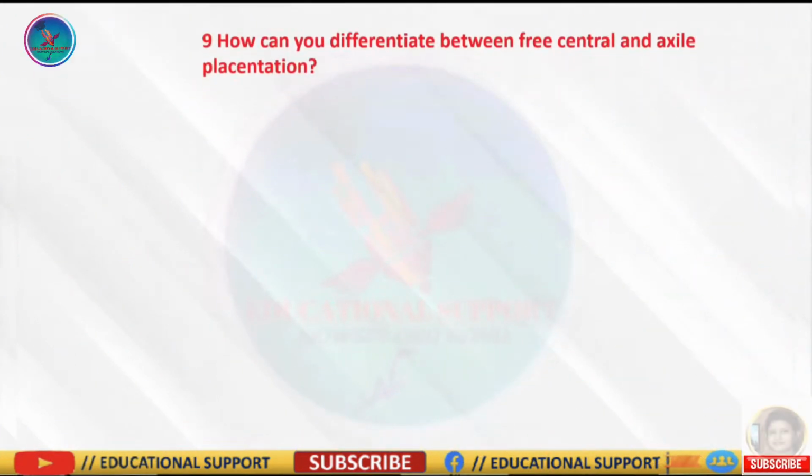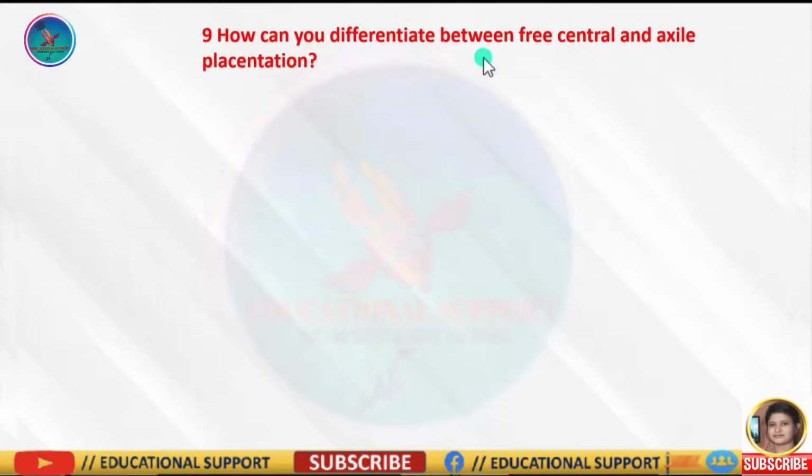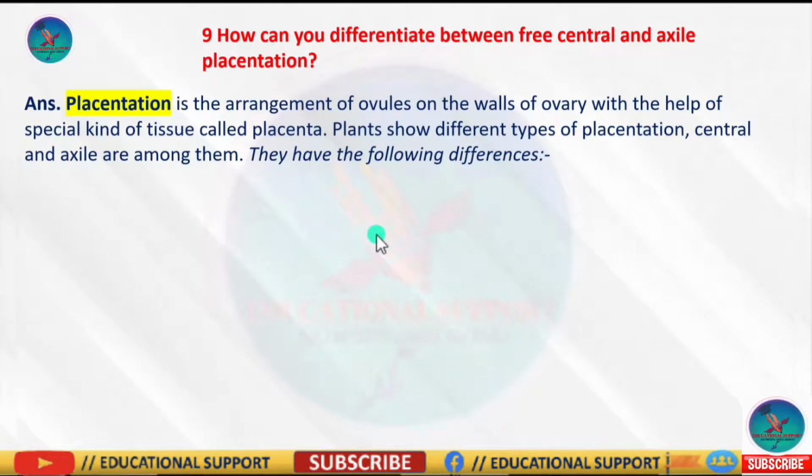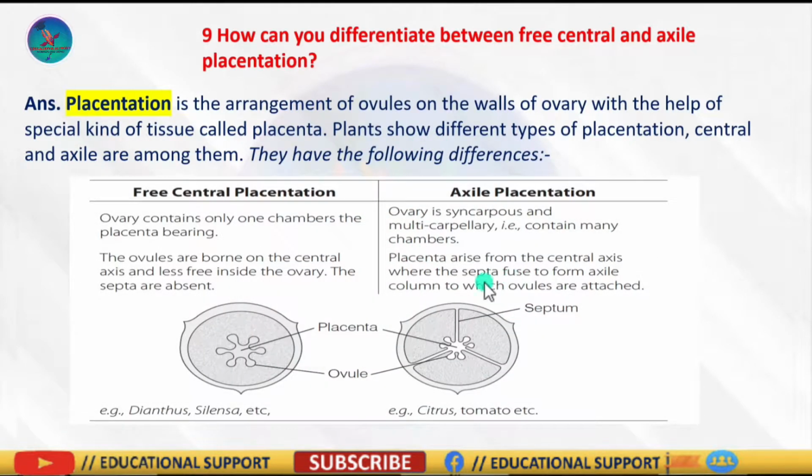Question number 9 is, how can you differentiate between free central and axile placentation? The arrangement of ovules within the ovary is known as placentation, you know that. The differences are: when the placenta is axile and the ovules are attached to it in a multilocular ovary, the placentation is said to be axile. Examples are China rose, tomato, lemon. When the ovules are borne on the central axis and septa are absent, the placentation is called free central. Examples: Dianthus, primrose.